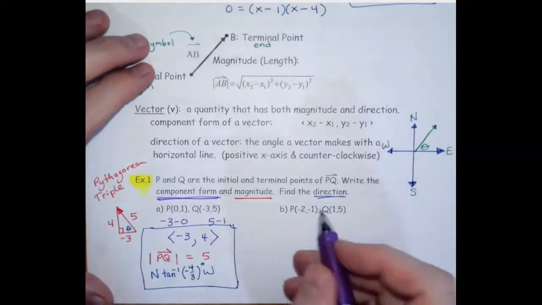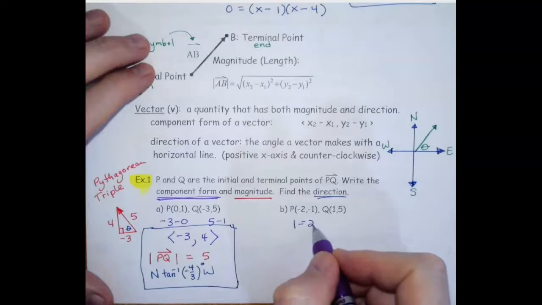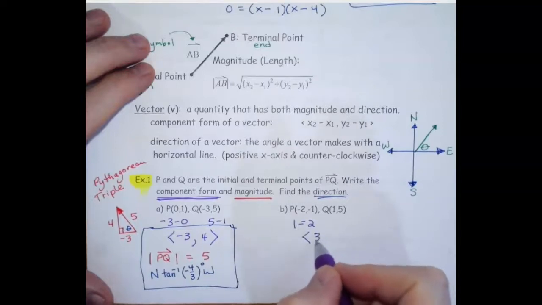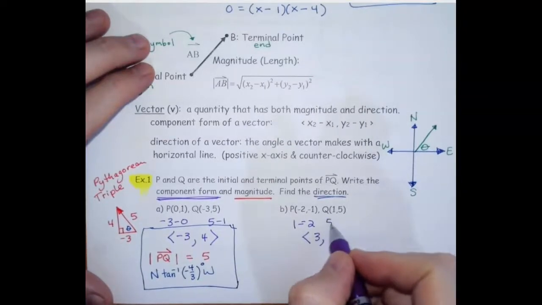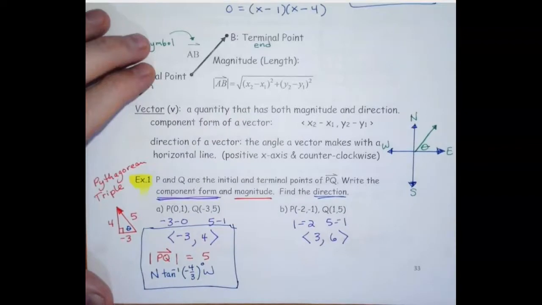So that's going to be the ending point was Q. So 1 minus a negative 2. So that's going to be 3. And then we're going to have 5 minus negative 1. That's going to be 6. So that's component form. Okay.